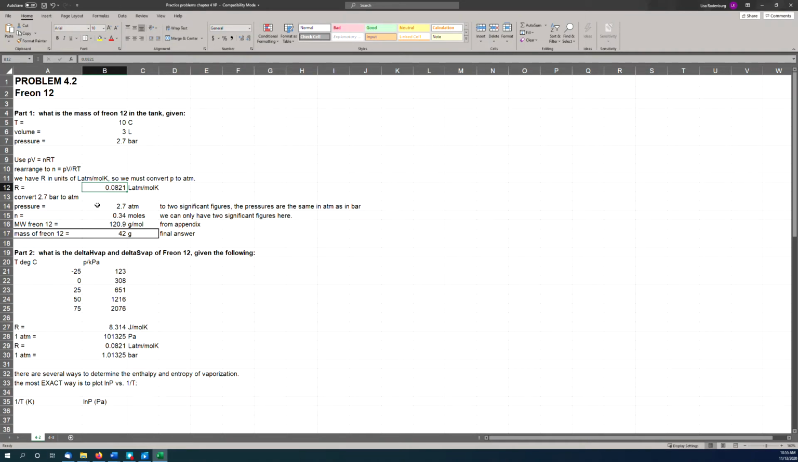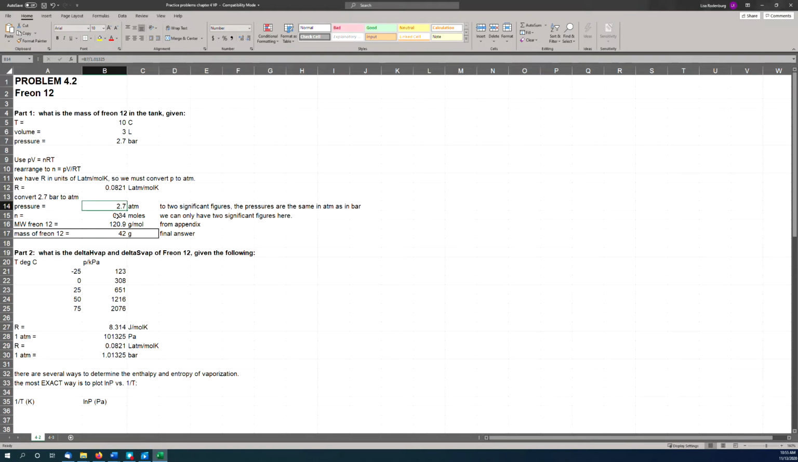If I'm going to do that, I have to convert my 2.7 bar into atmospheres. To do that, I just multiply it by 1.01325. That's the conversion factor to get from bar to atmosphere. Bars are pretty close. They're within less than 2% difference between bars and atmospheres. But to be exact, I will convert, to 2 significant digits. You can't tell the difference, but there is a difference here.